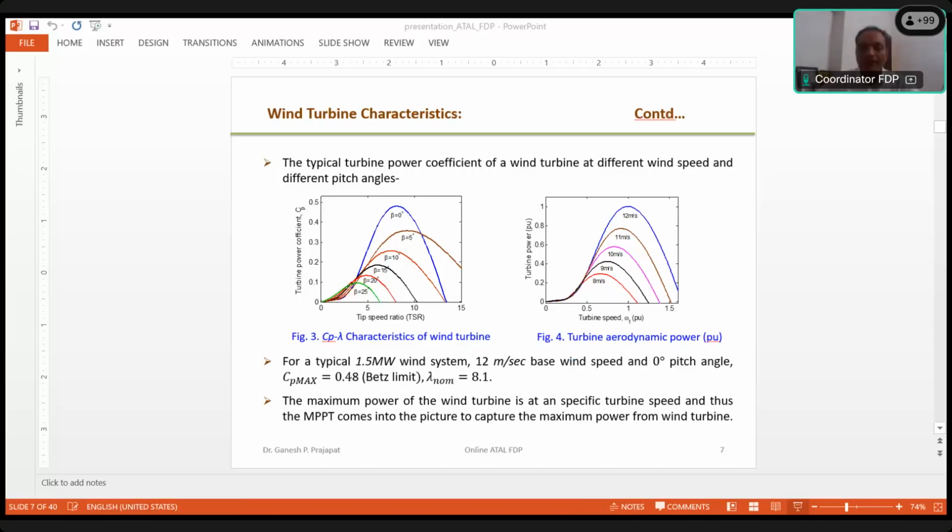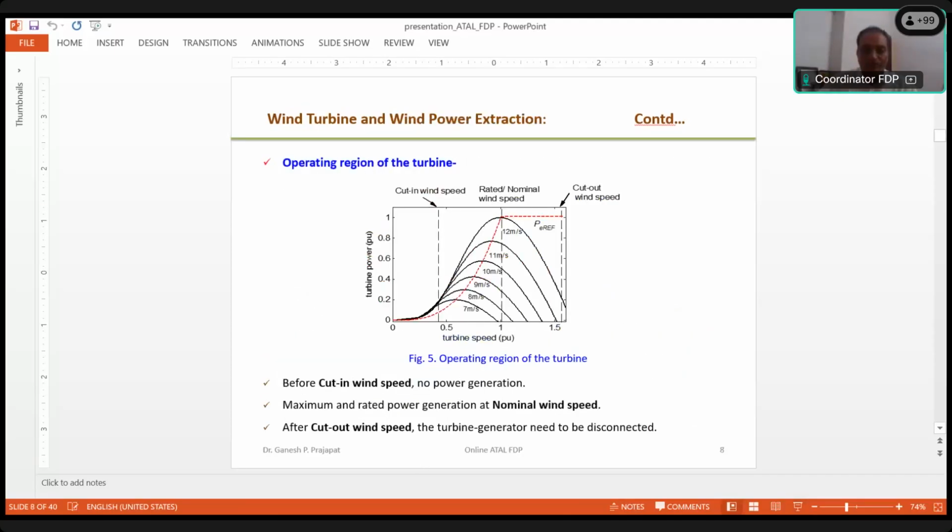So a wind turbine always operates between the cut in and cut out wind speed, and its rated nominal wind speed gives the maximum power.